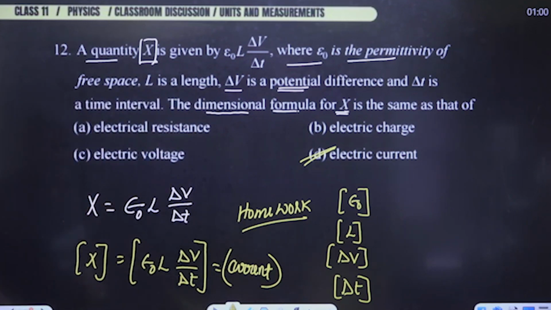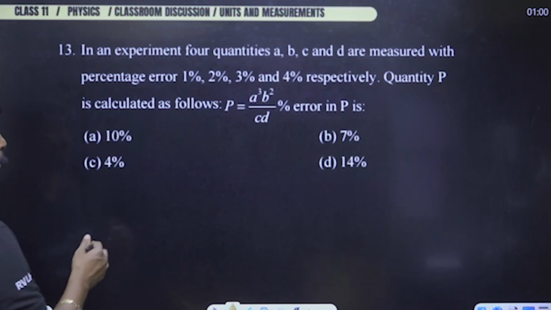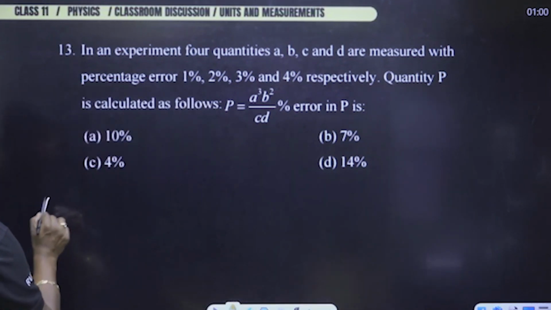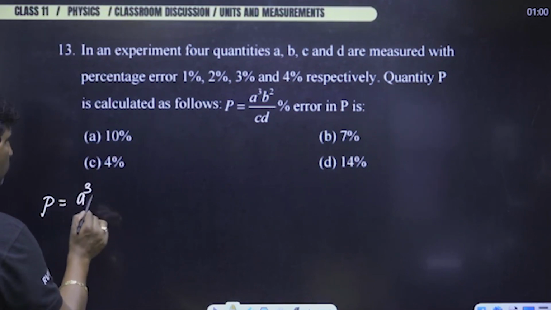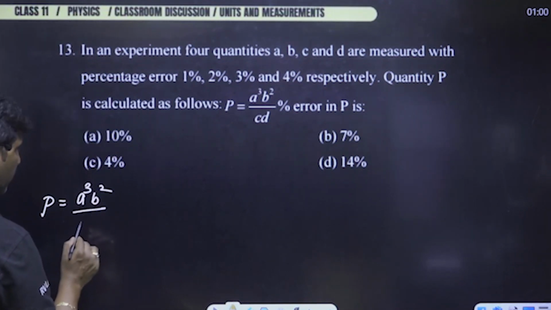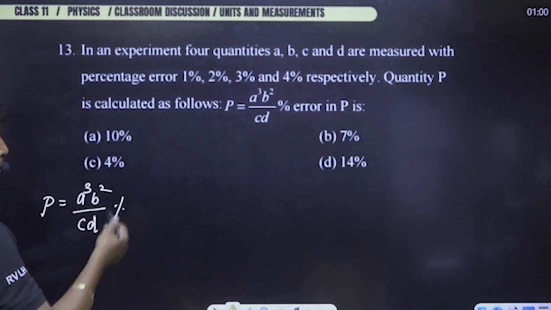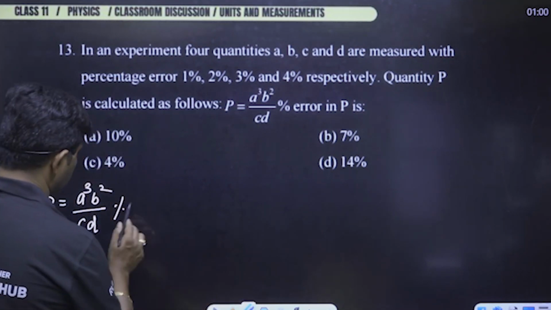Okay, so now let us move on to the next question. What they are saying to us. And this is one of the familiar questions to you. See here, the quantity P is equal to A cube B square divided by C into D, in percentage, or we can say the percentage error in P.